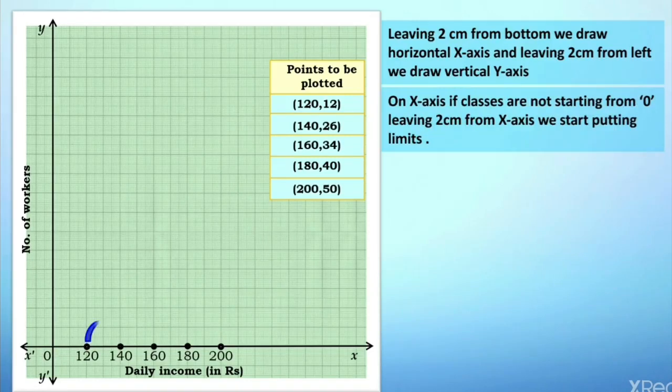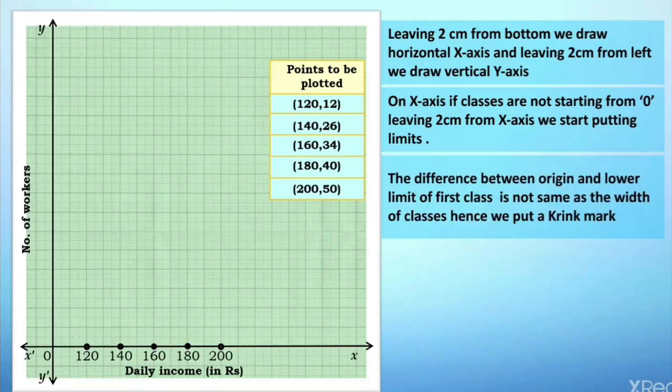As we can see, the difference between 120 and 140 is 20. Subsequent difference is also 20 till the last. But the difference between the origin and the first upper limit, that is 120, is actually 120. Since the difference between the origin and the first point marked is not the same, therefore we use a kink, which is represented by this symbol.